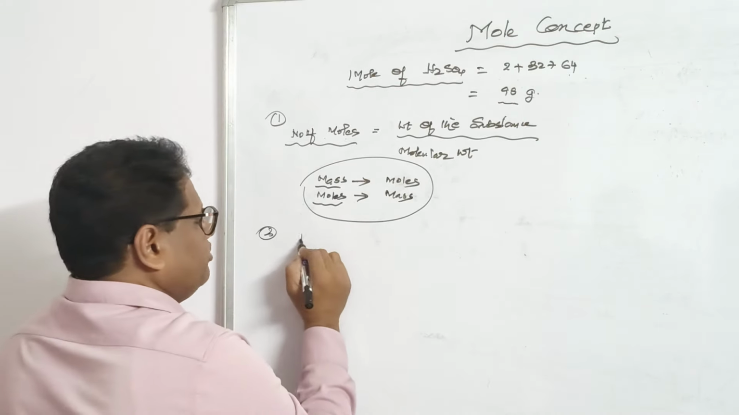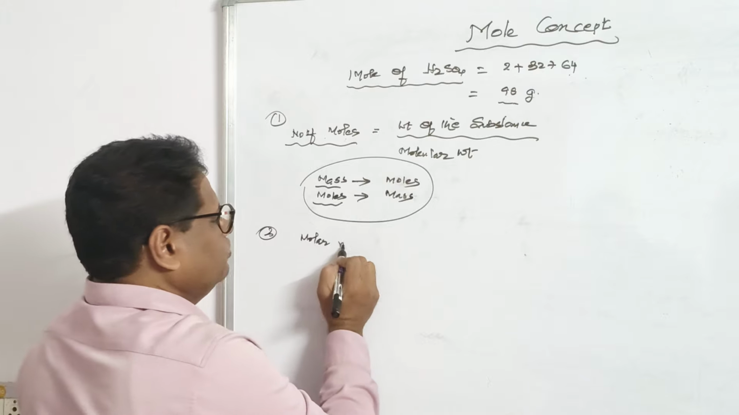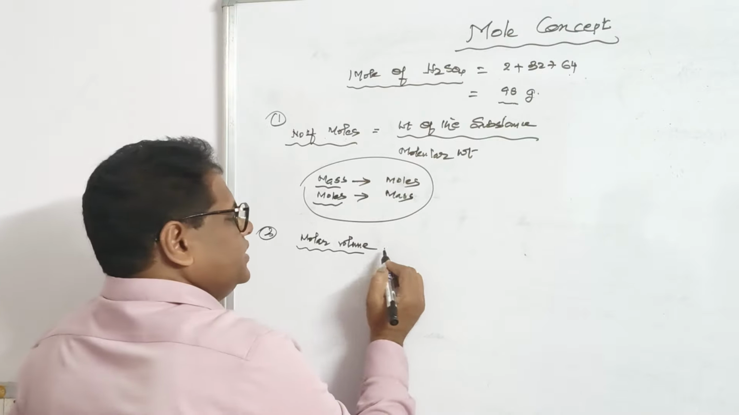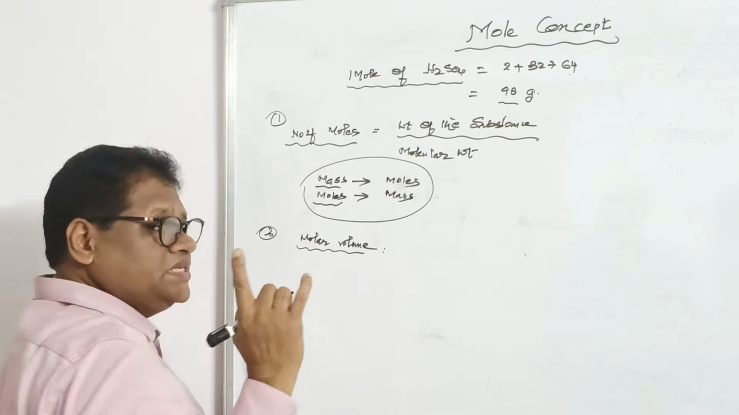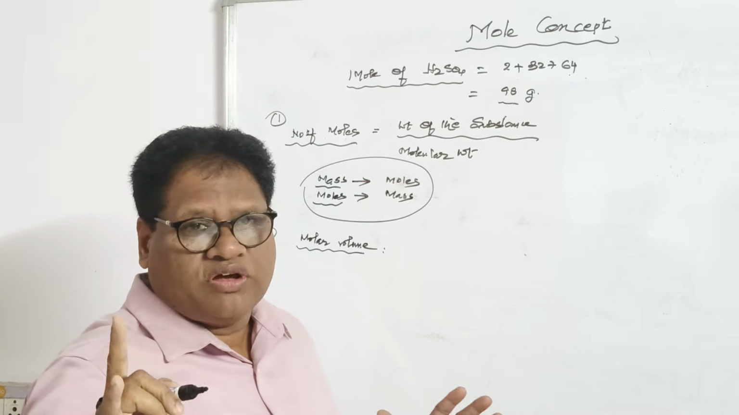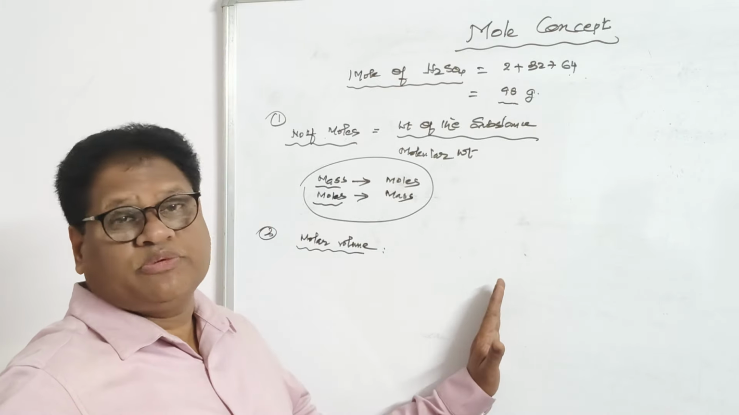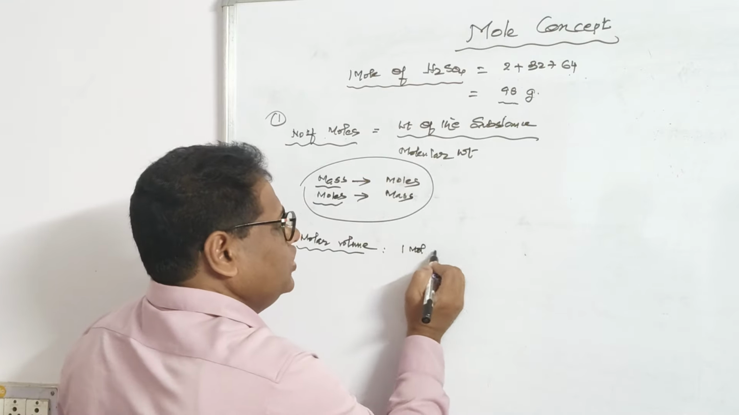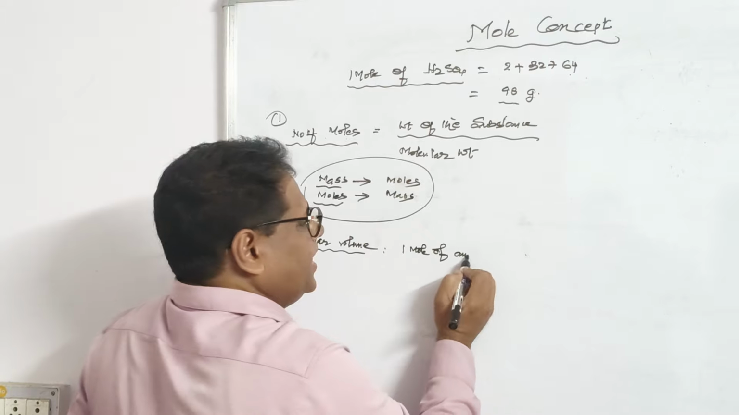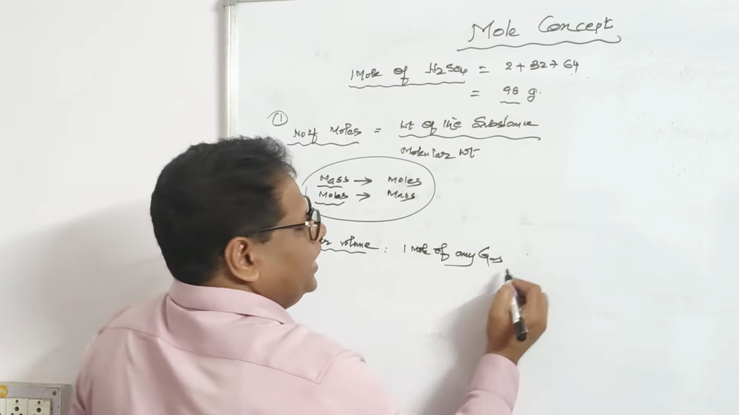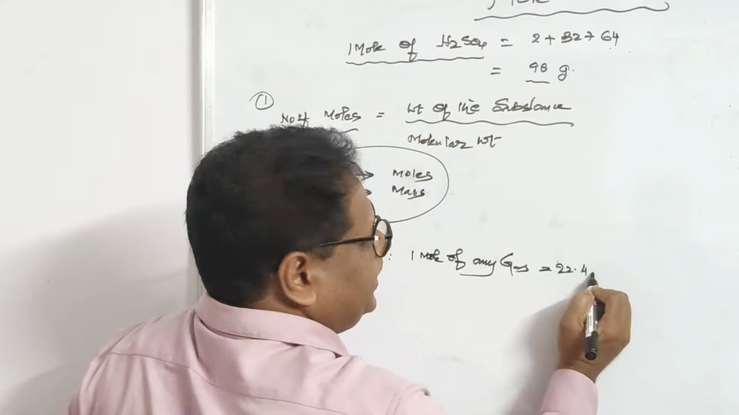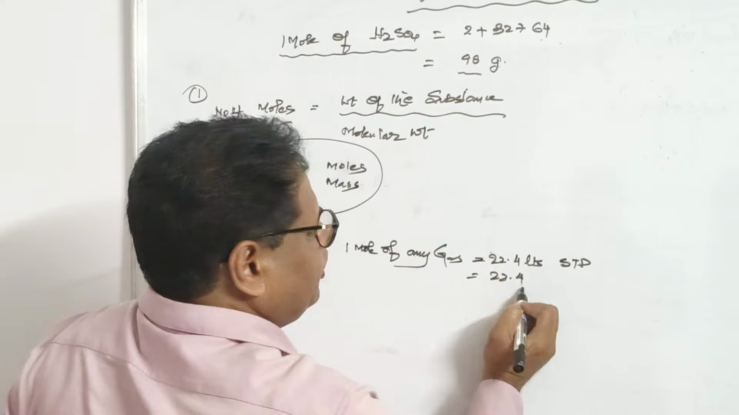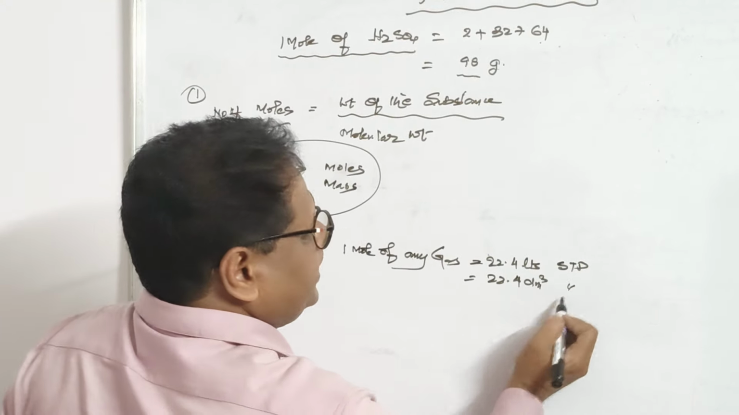Now the second relation we are coming to is molar volume. This is only for gases, right? It is the volume of 1 mole of any gaseous substance, measured at STP. STP means standard temperature and pressure. So if you take 1 mole of any gas, it occupies 22.4 liters at STP, which is the same as 22.4 dm cube at STP.